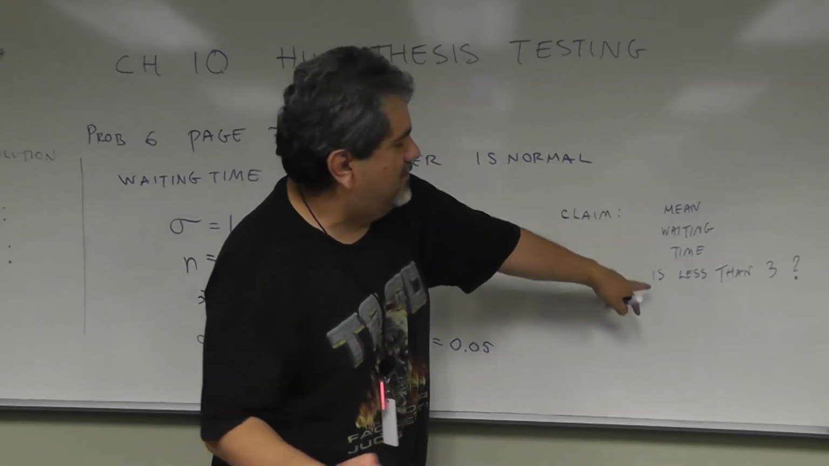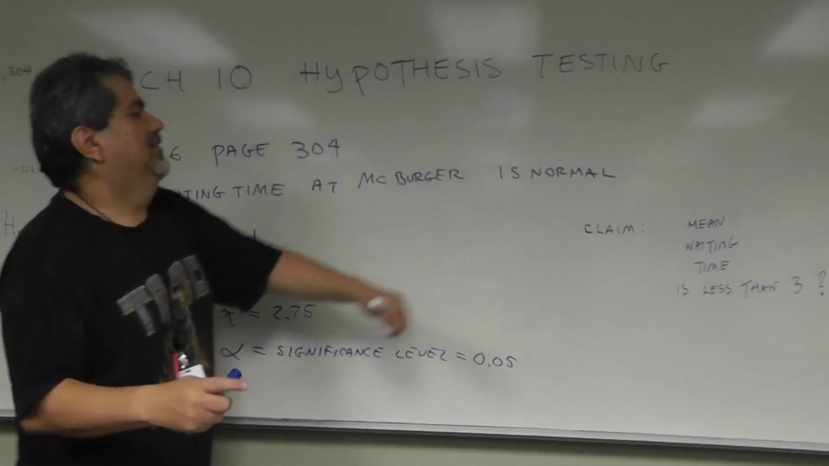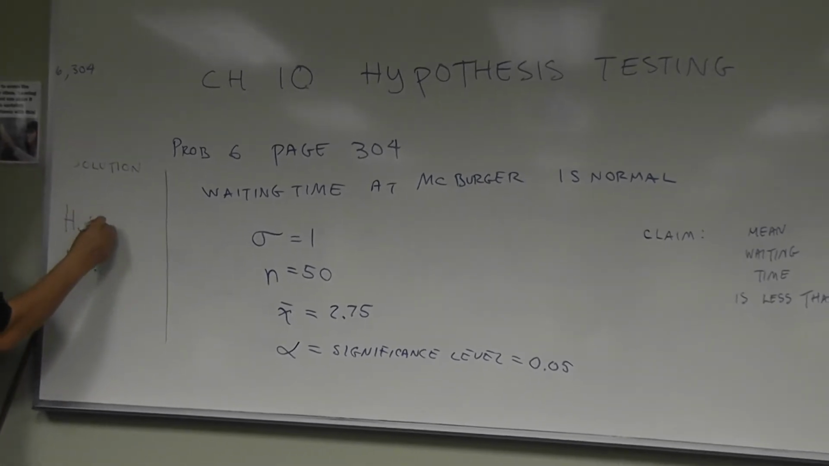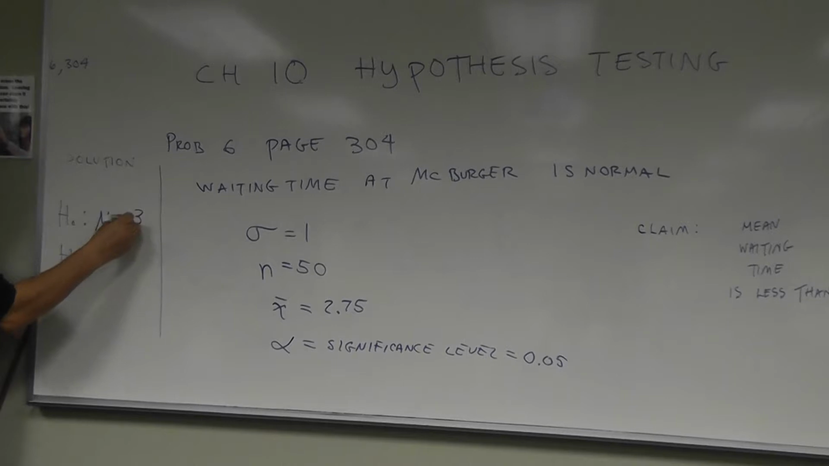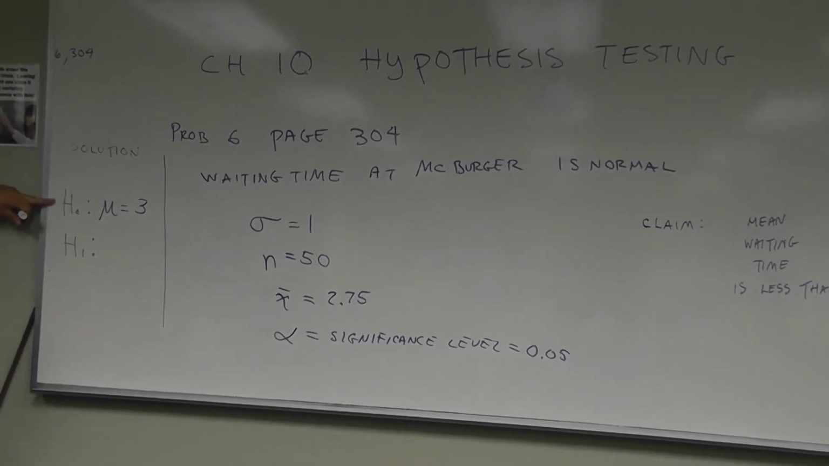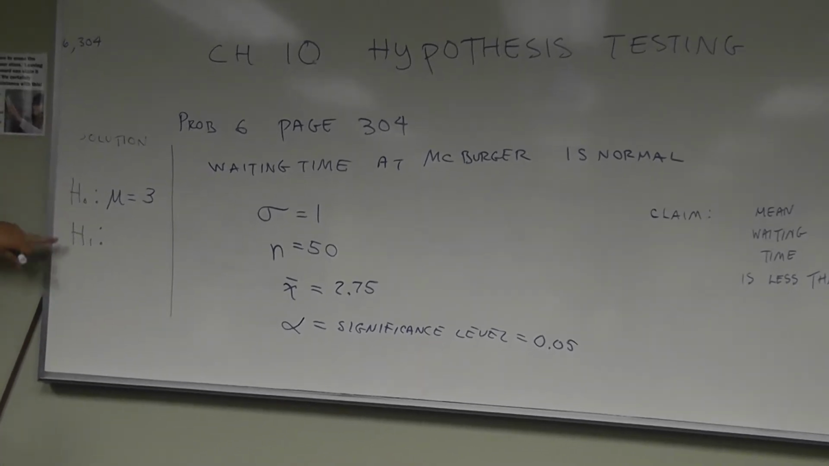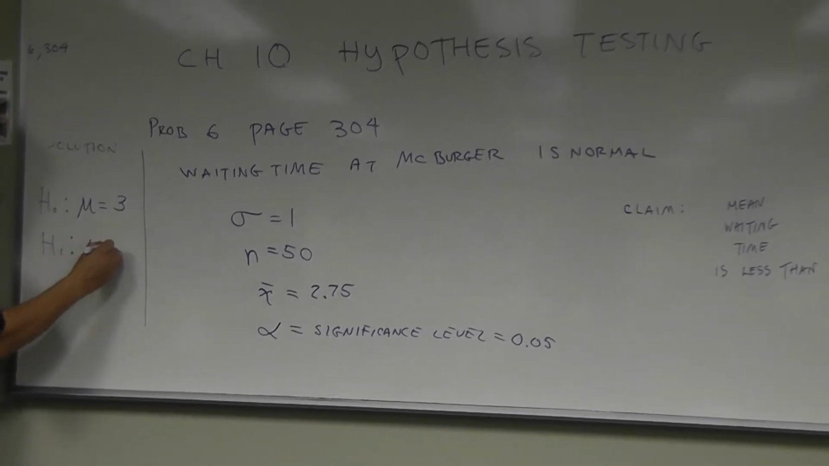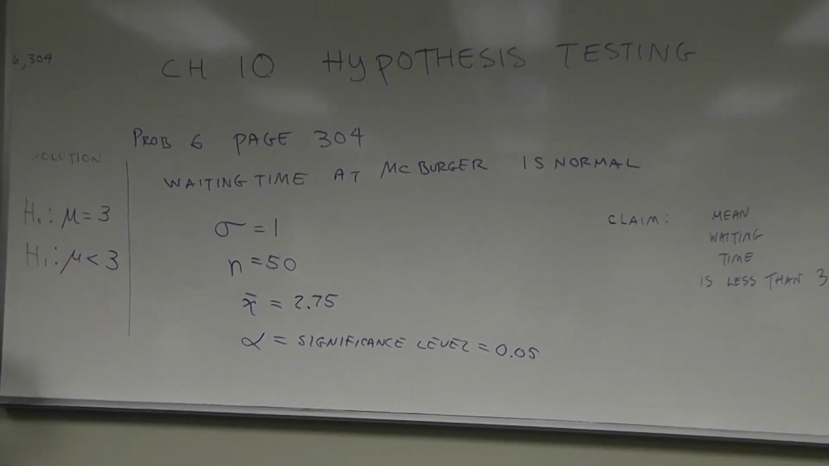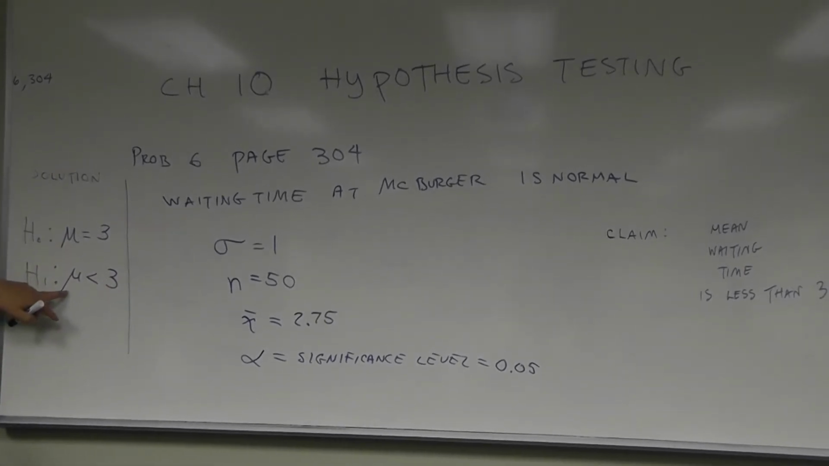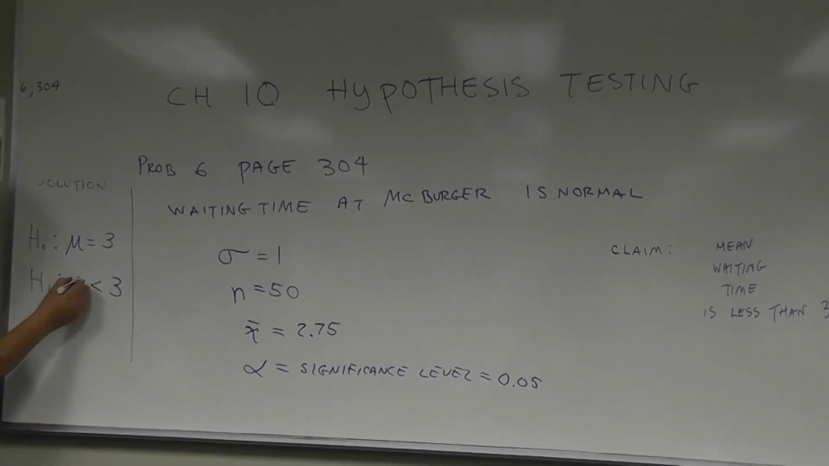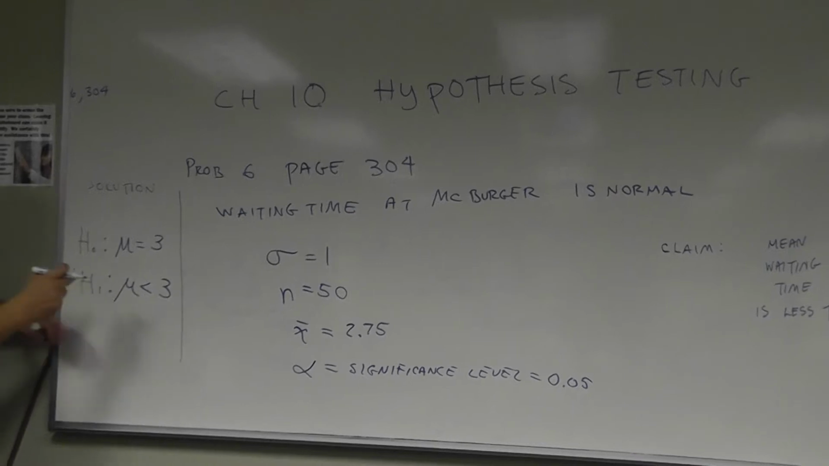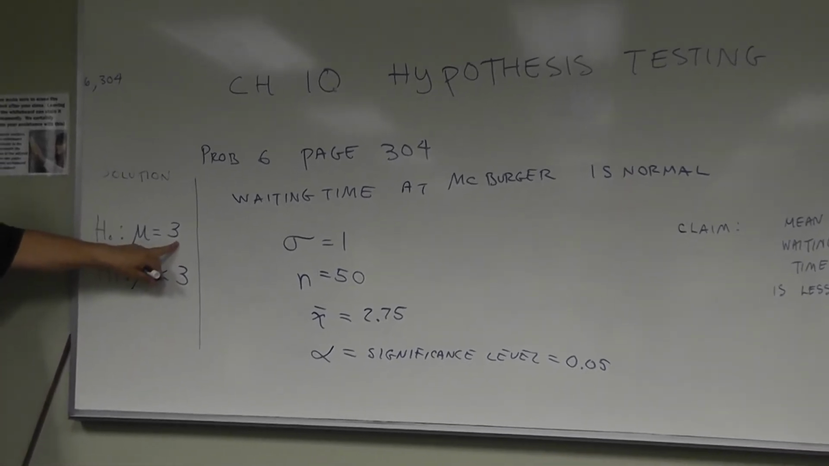As a matter of fact, the claim is that the mean is less. Regardless of that, you have to say that the null hypothesis is that the mean is equal to 3 minutes. This is always equal. Now the alternative, see, the claim is that the mean is less, so the alternative has to be that the mean is less than 3. And remember, this is about the mean of the population. This is the same number, even though it looks different. This and this are the same label, and this number is always the same.